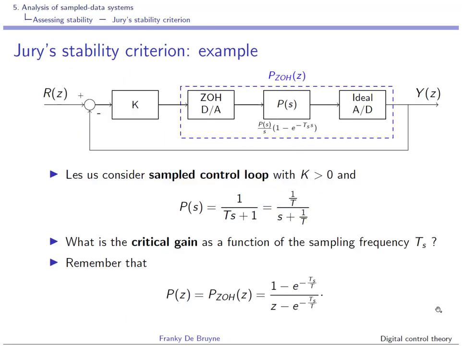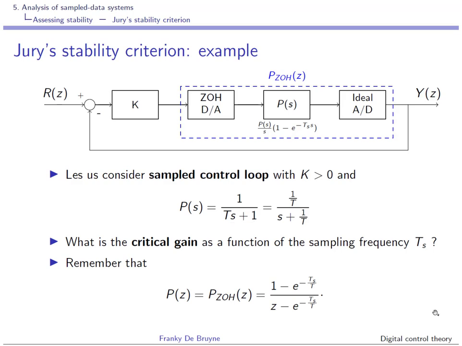Remember from the course of last year, Fundamentals of Control Theory, that this process here has an infinite gain margin. This means that the critical gain is infinite. The critical gain is the maximum gain that you can have in your control loop, assuming a proportional controller, before you reach instability. So for this process here in continuous time, this critical gain is infinite.